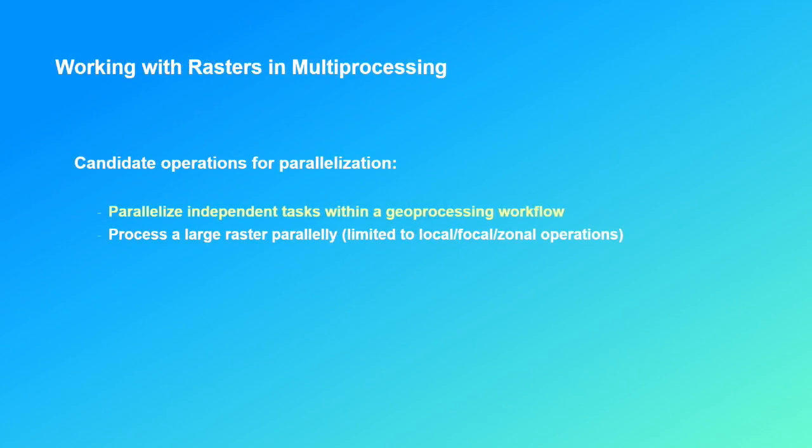So let's talk about how to work with rasters in multiprocessing. I'd like to think of two candidate operations for parallelization when it comes to raster analysis. The first class is to parallelize independent tasks within a geoprocessing workflow. So this is a workflow that you may, say, write in Model Builder, or it may be a series of tools that you run. It could be a Python script where you have chained together some GP tools.